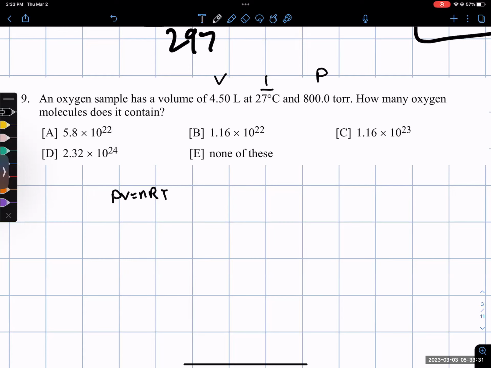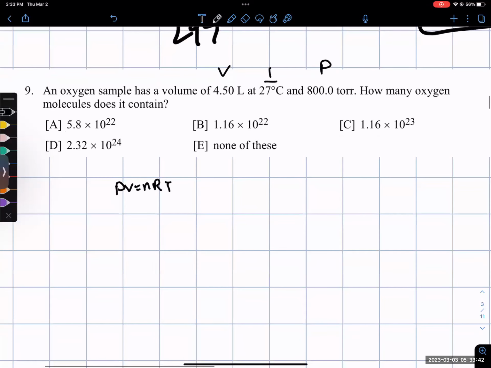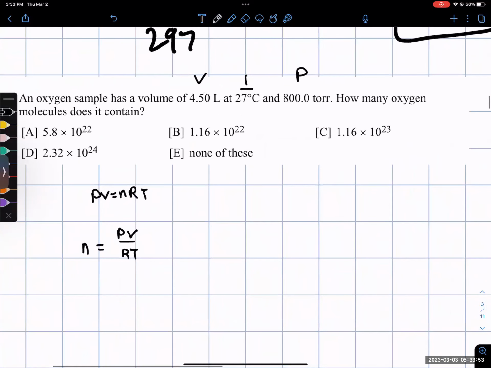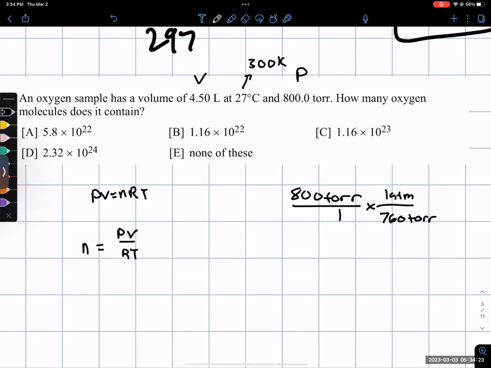Because if we find the moles of oxygen, then we can use Avogadro's number to find how many molecules of oxygen there are. So let's isolate n. n equals PV over RT. Now we also need to make sure our units are correct. Temperature should be in Kelvin, so 273 plus 27 is 300 Kelvin. And 800 torr, we know the conversion from torr to atmospheres is that 760 torr is 1 atmosphere. And why are we converting to atmospheres?